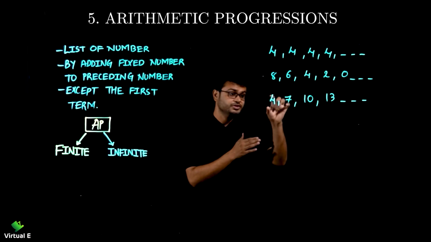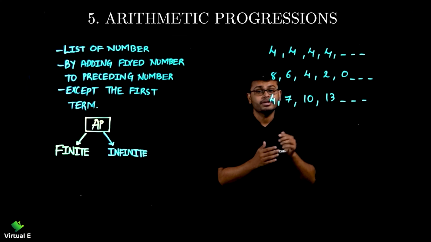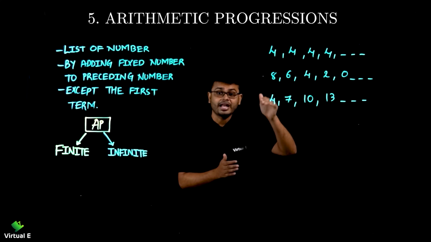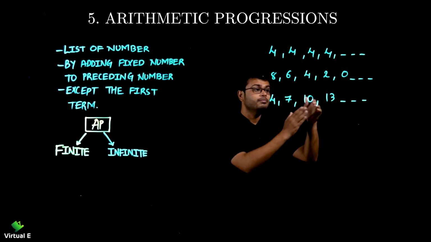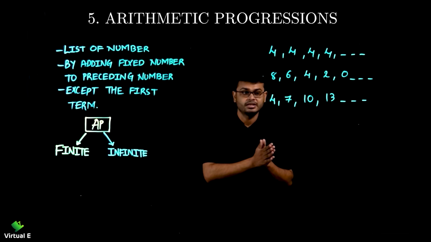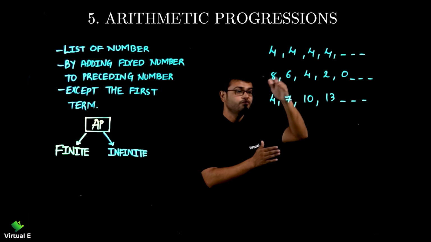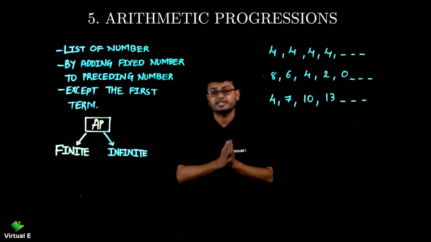So let's start with a few numbers. I'm taking first of all this one, 4, 7, 10, 13. Now you can see that the numbers are progressing. The value is increasing. The more numbers I get, the more the numbers are increasing. So after 4 I am getting 7, then after 7 I am getting 10. So progress is happening, 4 to 7, 7 to 10. So this is about progress.